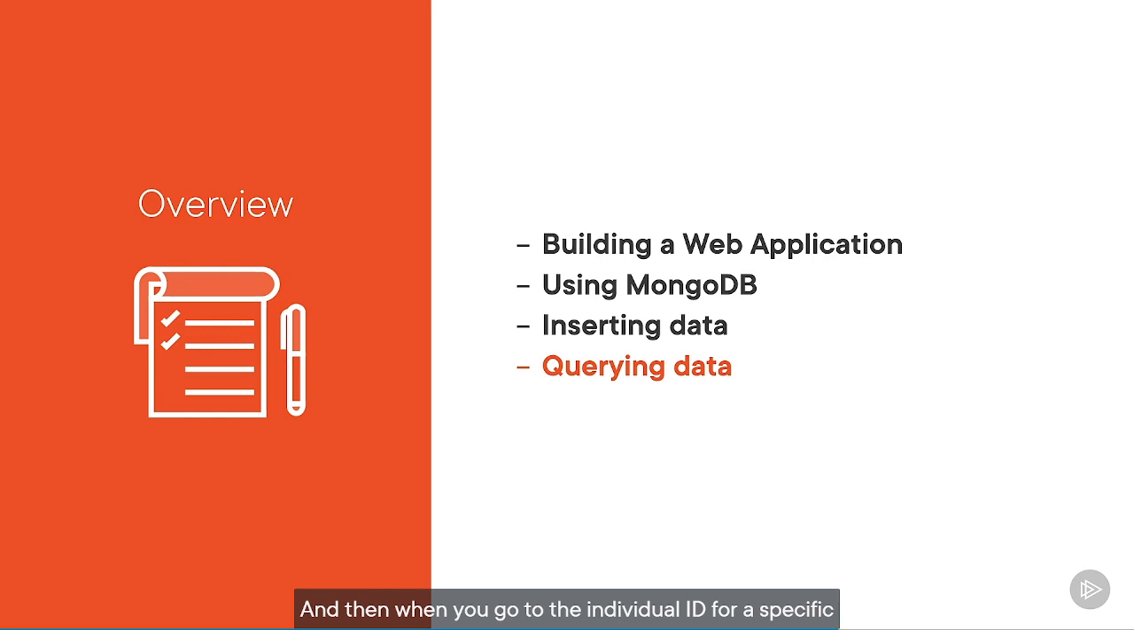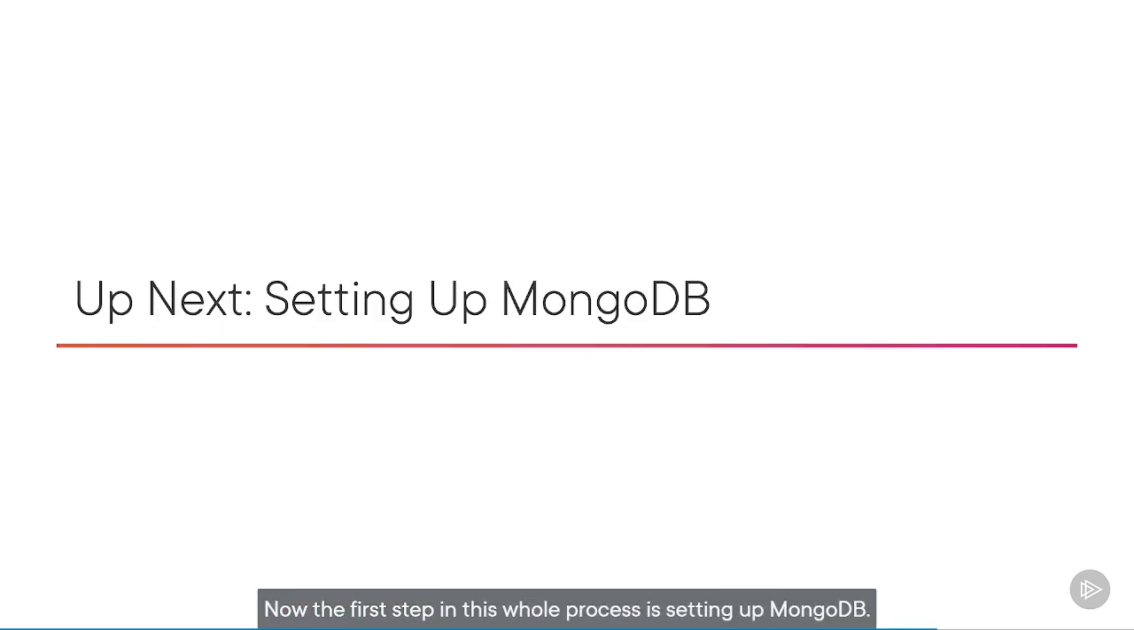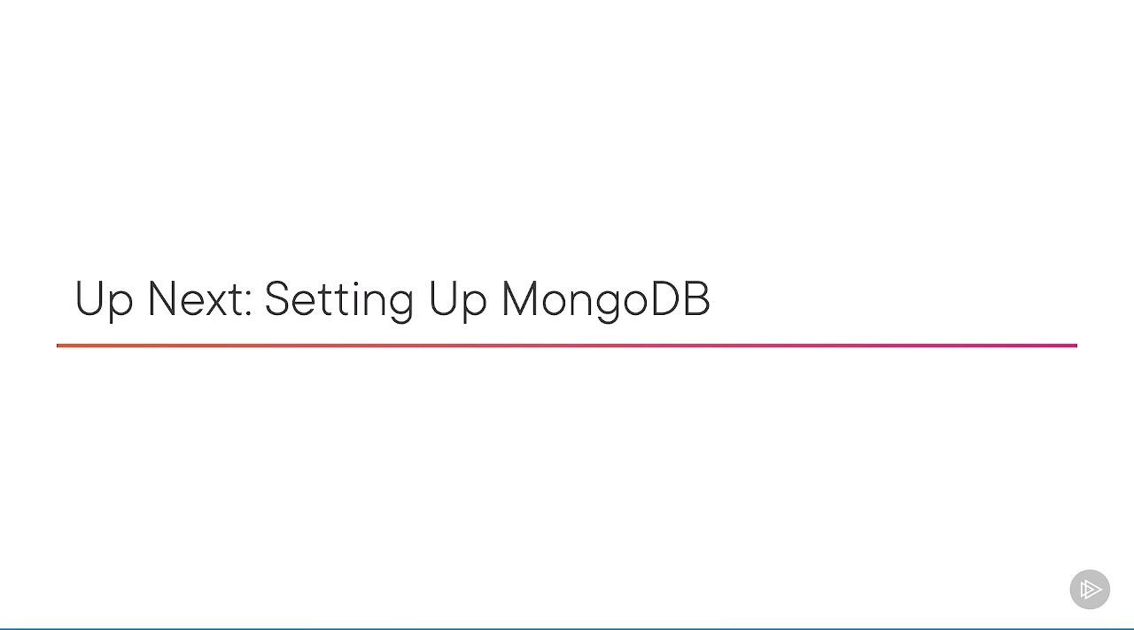And then when you go to the individual ID for a specific item, we're going to go back to the database and pull that individual specific item. Now, the first step in this whole process is setting up MongoDB. We're going to use a cloud version of MongoDB because that's going to keep things really simple and easy, and we don't have to worry about different machines running in different ways and all that. We're just going to keep it encapsulated up in the cloud when we get this set up.